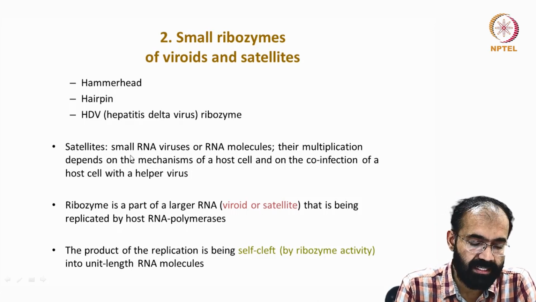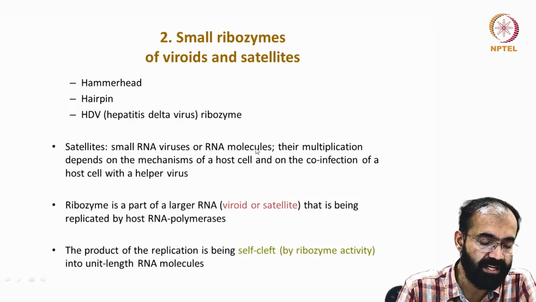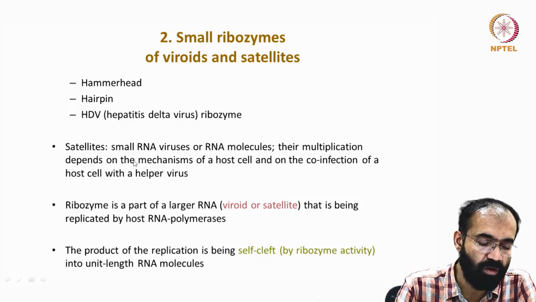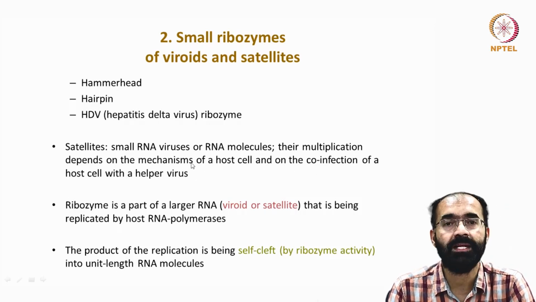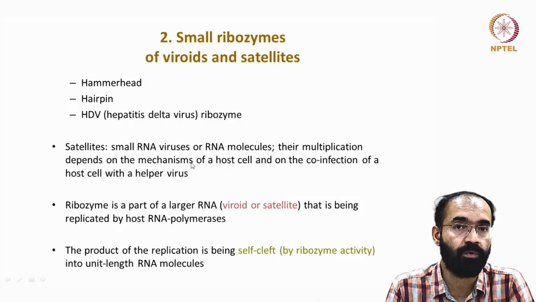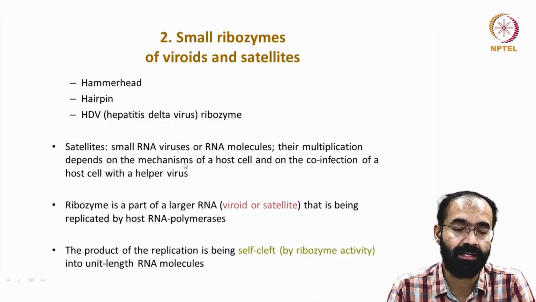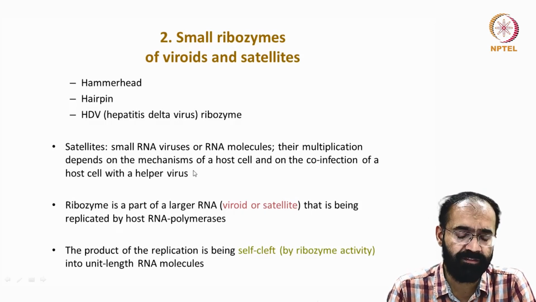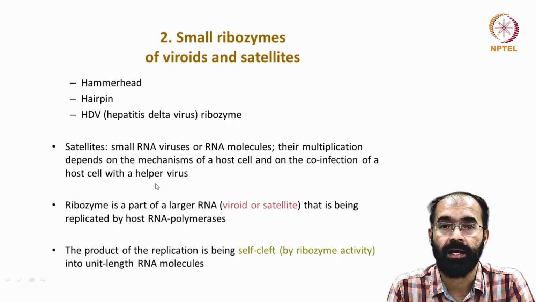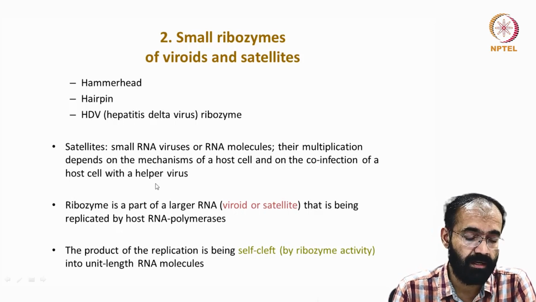What are satellites? Satellites are small RNA viruses or RNA molecules, and their multiplication depends on the machinery of a host cell and on the co-infection of the host cell with a helper virus. Normally, satellites are harmless sequences. They do not do much, but they wait for another infection to occur. Then it becomes a dangerous situation, as it can enhance its effectiveness in attacking a host. We will see an example of how hepatitis delta virus and hepatitis B virus, HDV and HBV, interact.